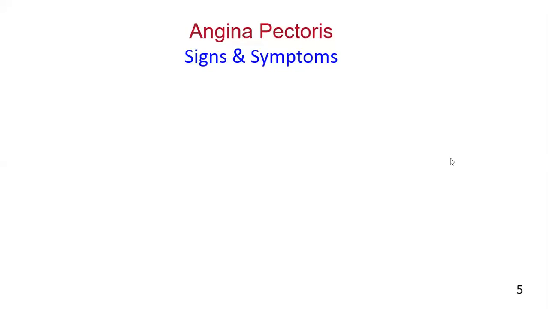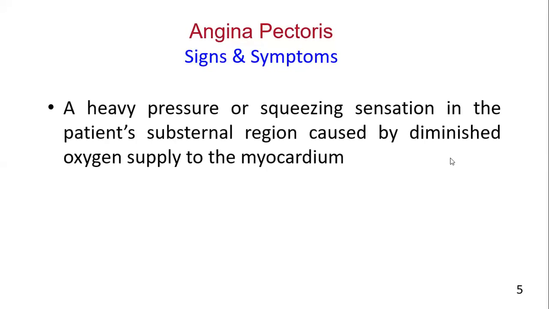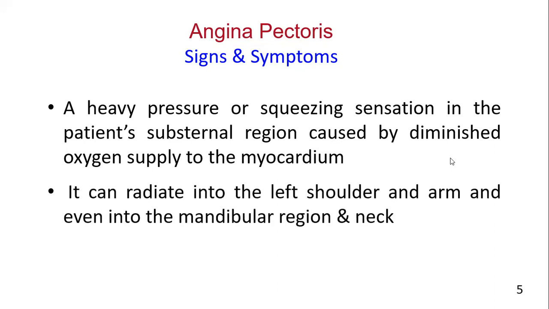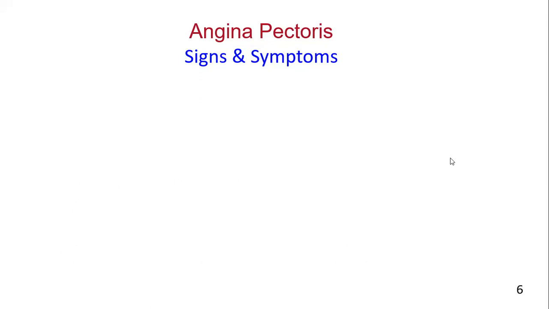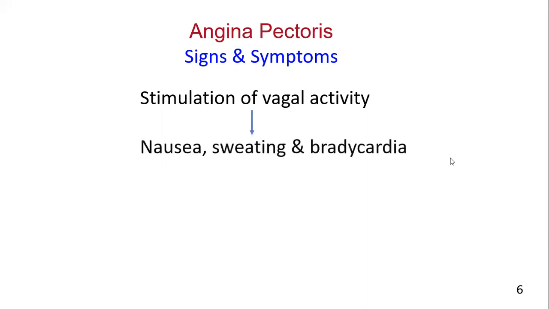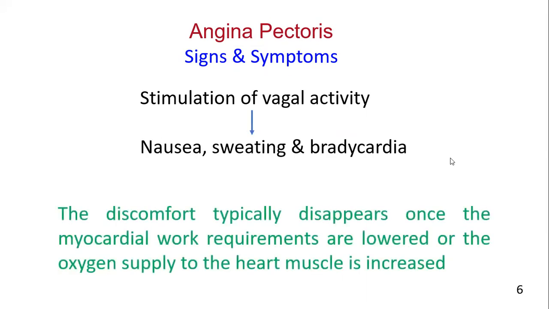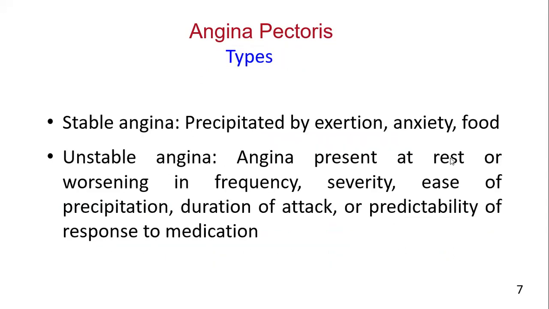The myocardium becomes ischemic, producing a heavy pressure or squeezing sensation in the patient's substernal region that can radiate into the left shoulder and arm and even into the mandibular region. The patient may complain of an intense sense of being unable to breathe adequately. Stimulation of vagal activity commonly occurs with resulting nausea, sweating, and bradycardia. There are different types of angina pectoris, but the most common are stable angina and unstable angina.